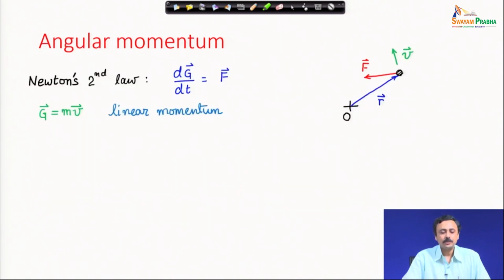Let us start with Newton's second law then. The rate of change of linear momentum is equal to the force, and G is the linear momentum, mass times velocity. Consider this fixed point O in the figure and the radial vector r to the particle at this instant. The particle has a velocity v as shown by the green vector and a force F as shown by the red vector is acting on the particle.